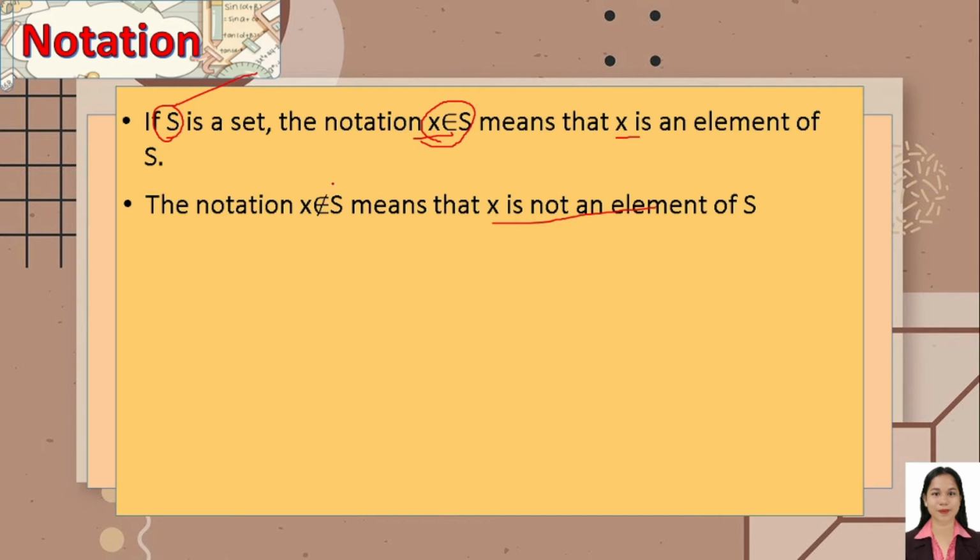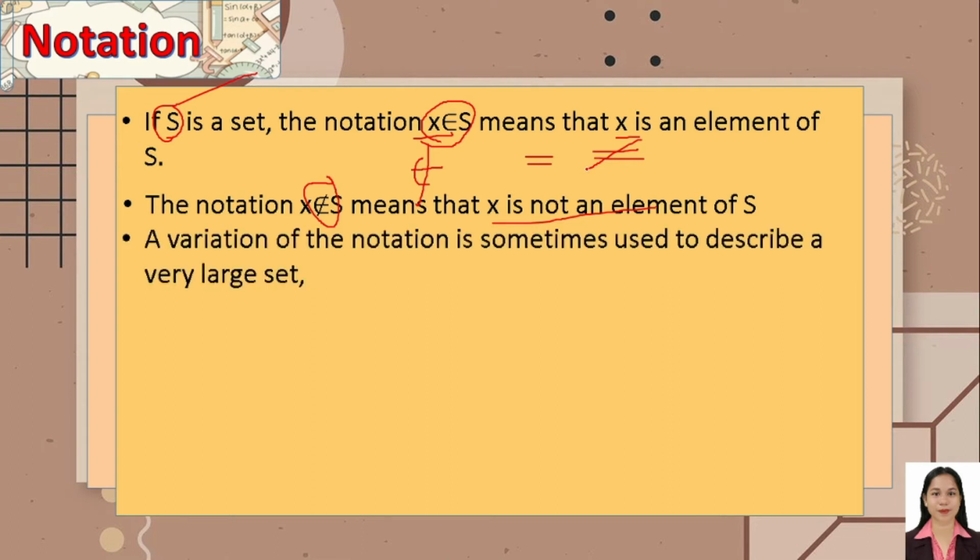It has a symbol: the symbol for element, with a slant line through it, which means not. It is similar to the equal sign. We have the equal sign, and then the not equal sign. When it is not equal, we draw a slant line. Okay.